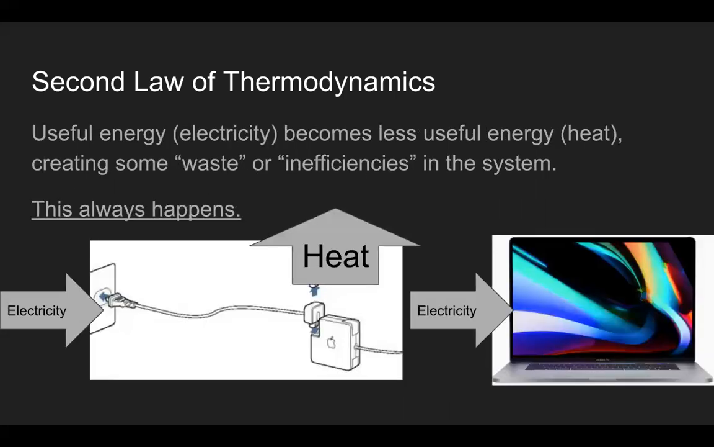So if we go back to our computer here, we start with really useful electricity. We can use this electricity for lots of different things. And thankfully, most of the electricity goes into my computer. But a lot of the electricity actually becomes heat, right? This is actually entropy, disorder that's leaving the system. I can't use this heat energy anymore. So that's the second law of thermodynamics right there.